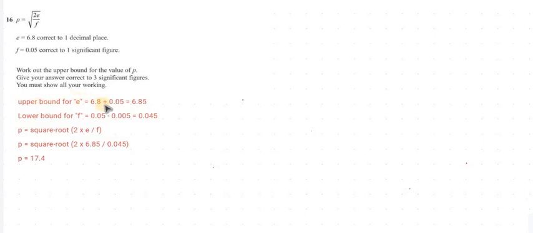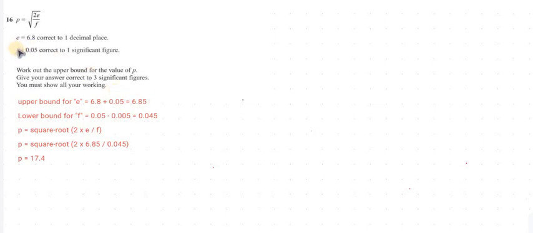So, for E, we go to the upper bound. Because it's correct to one decimal place, we go to the highest possible two decimal places E could be, which is 6.85. Or just less than 6.85, but we'll use 6.85 because the upper bound for E is 6.8 plus 0.05. The lower bound would be minus 0.05, but you only need the upper bound.